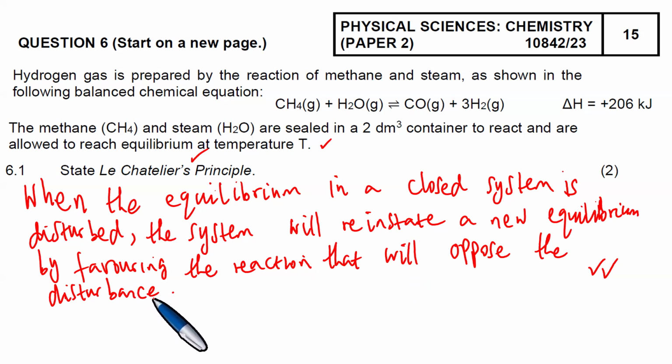How does the system establish a new equilibrium? It reinstates a new equilibrium by favoring the reaction that will oppose the disturbance, and this is called Le Chatelier's principle. 2 marks.